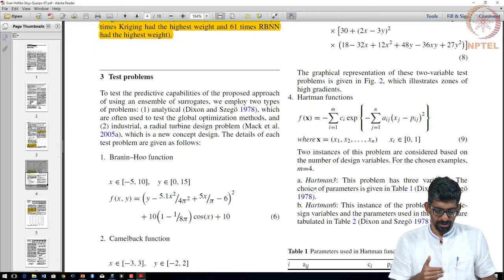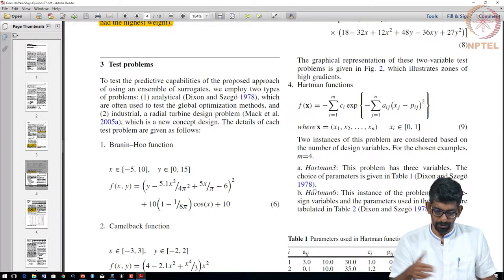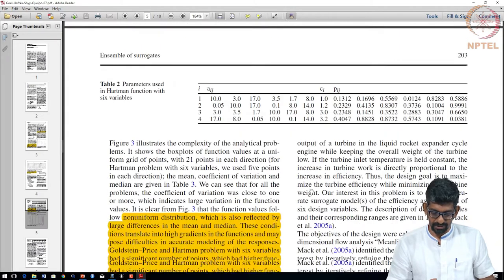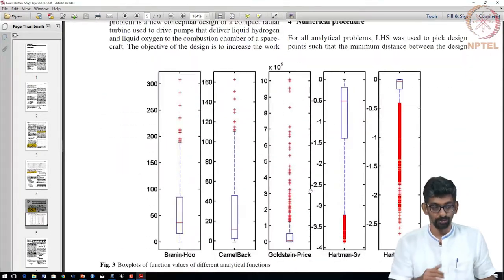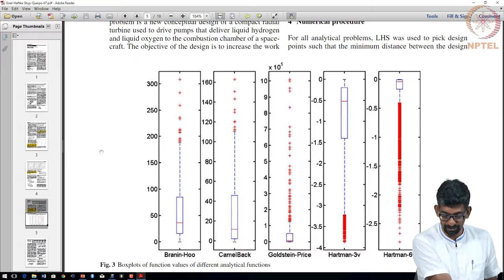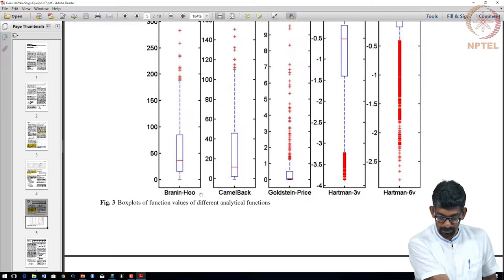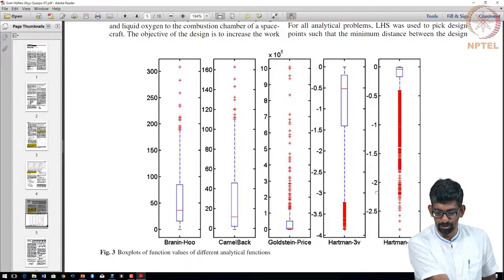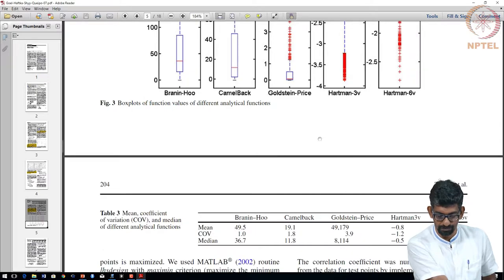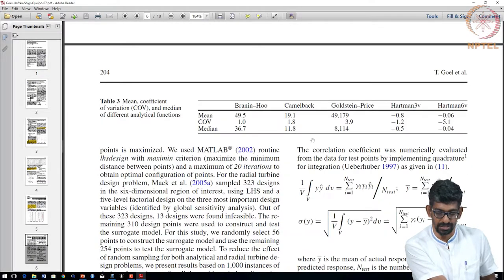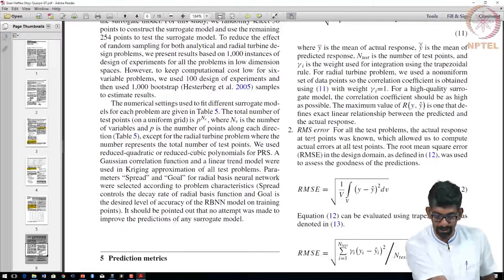So then they also give 6 different test problems: Branin-Hoo, camelback, Hartmann functions. And interestingly, they also show you the variation of the functions themselves. They evaluate the function at these 1000 DOEs for each of them. And then they show you how the Branin-Hoo function varies. The value can vary anywhere between 0 to 300. Okay. And then they just show it for the different functions. Without any normalization, they are trying to run this stuff. And then they are discussing the prediction metrics.